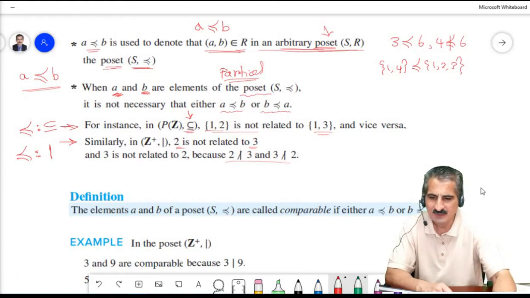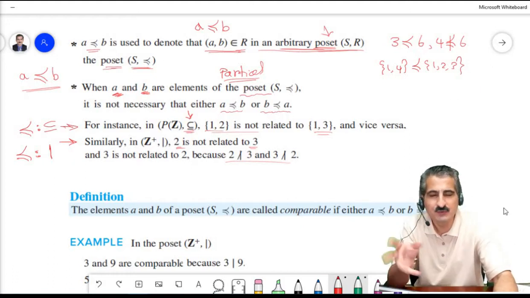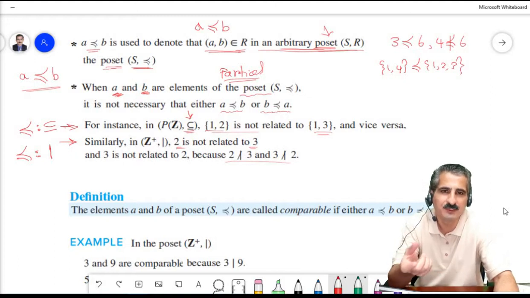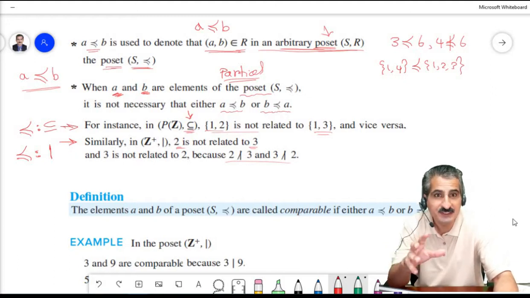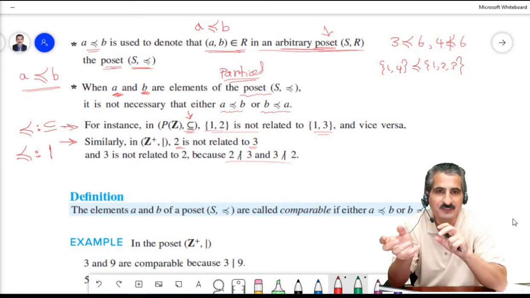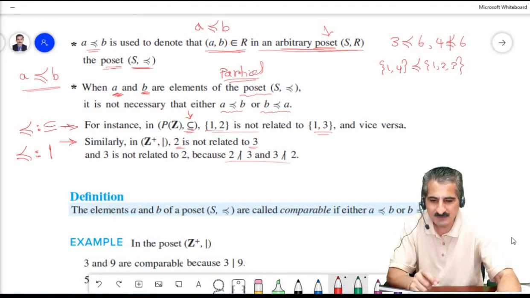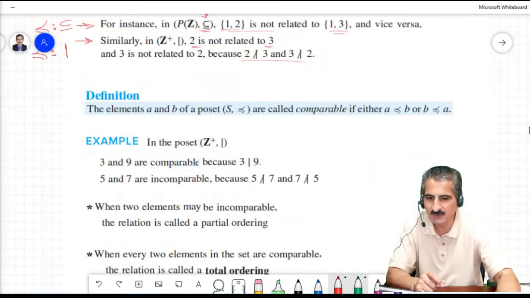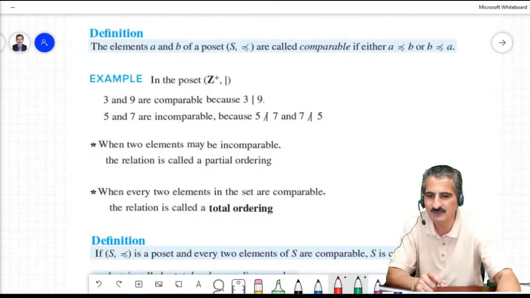Now we have seen two elements might be related or not according to the partial order. When they are related, we say they are comparable. We can compare which one is "less than or equal" the other, and "less than or equal" here between quotation marks means the relation we are talking about. It might be divisibility or containment and so on. So some elements might not be related and some might be, and the ones that are related, we call comparable.